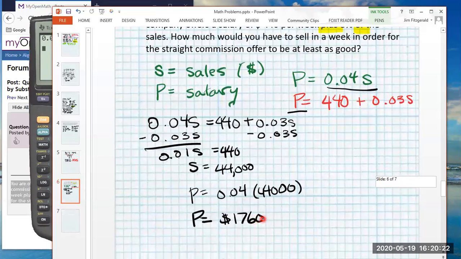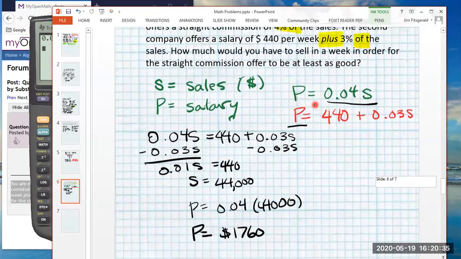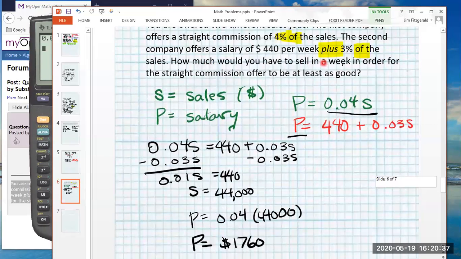And they want to know, at what point does the first job actually become a better deal? When the sales are equal to $44,000, then we know that those pays are equal. When the sales get to be above $44,000, then 4% of that's going to be bigger than this. So how much would you have to sell in a week in order for the straight commission offer to be at least as good? That's going to be right here at $44,000.